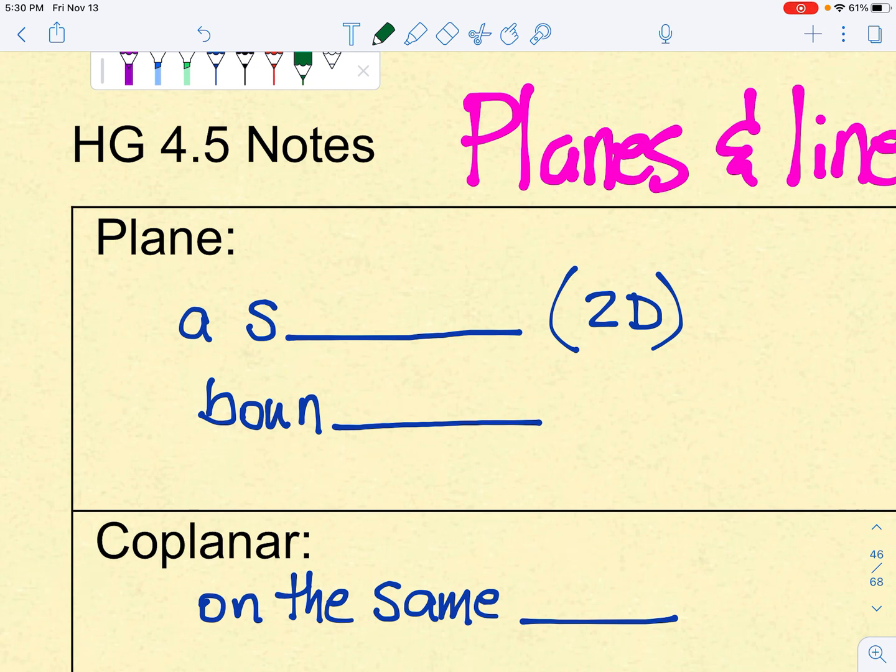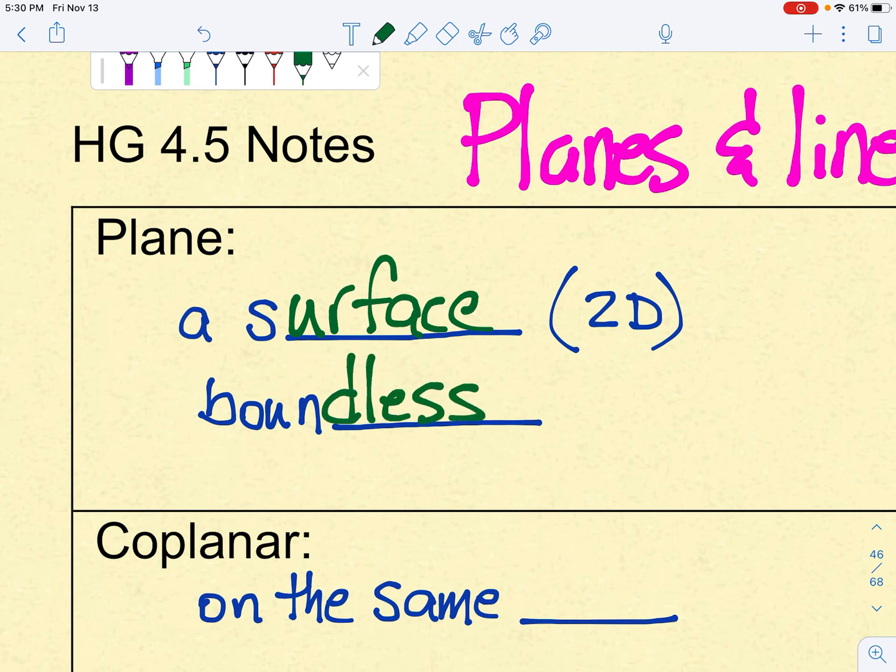What is a plane? A plane is a surface. So think of your desk, your ceiling, your wall. It's two-dimensional. It is, as we say, boundless in 2 directions.